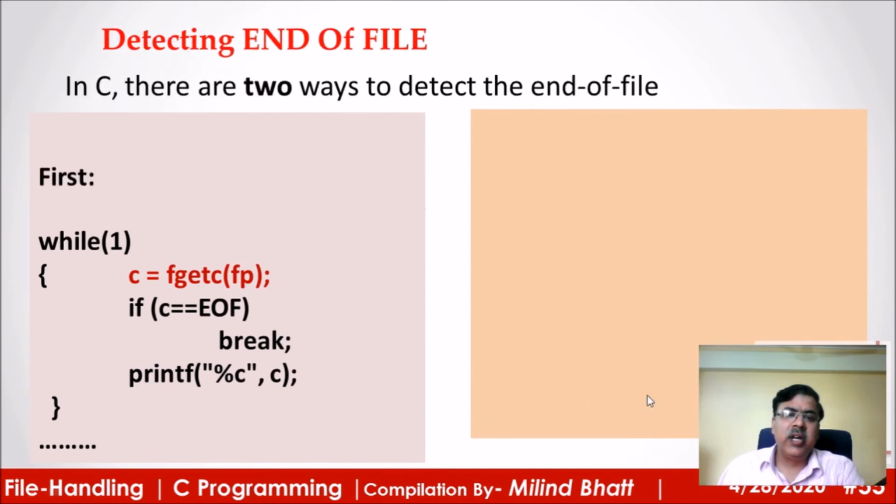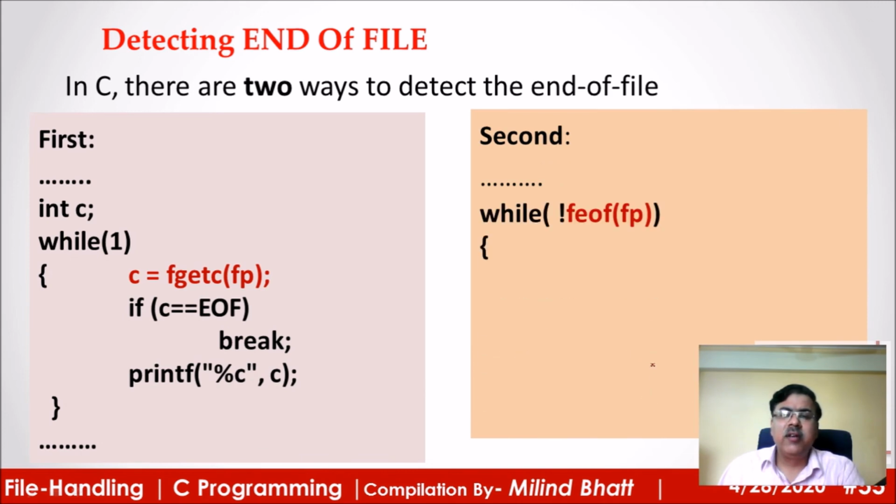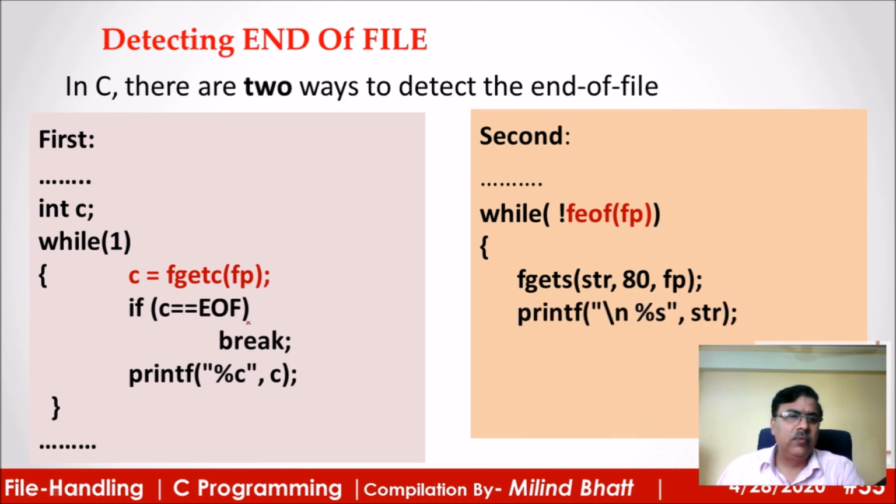Here is a sample code related to it. The first one uses EOF and the second one uses the feof function. See, here it is true up to some extent. c = fgetc(fp), and if c equals EOF, take a break. If it is not end of file, then it is written directly to c and the next character will be taken up from the file.